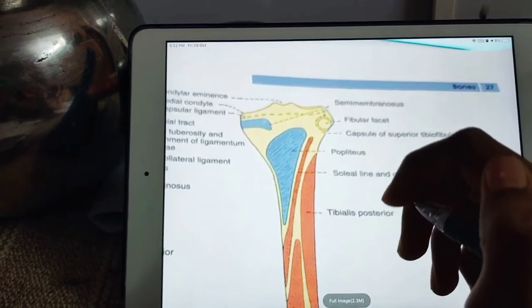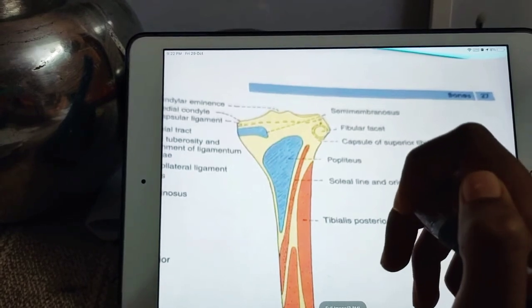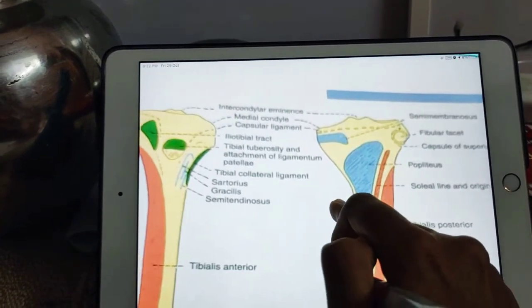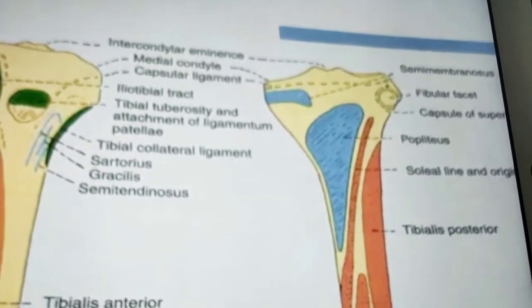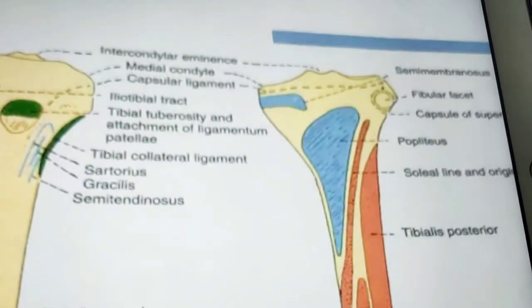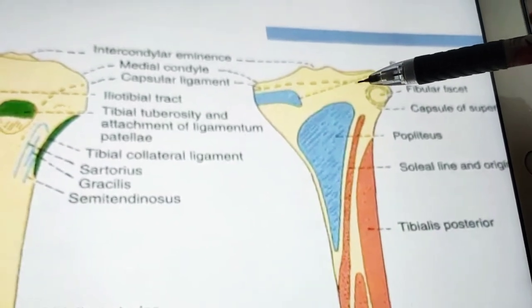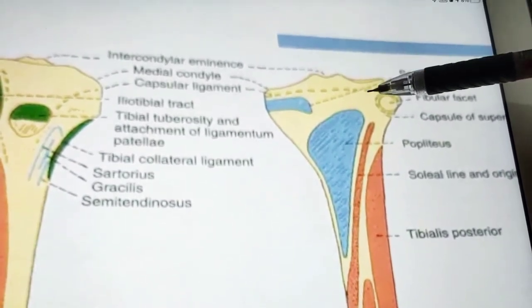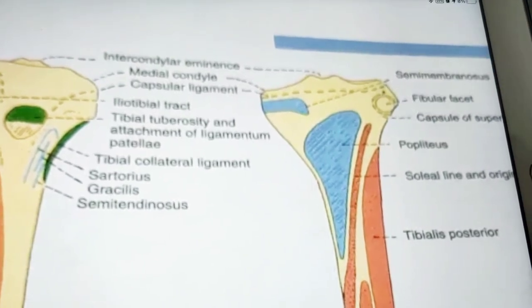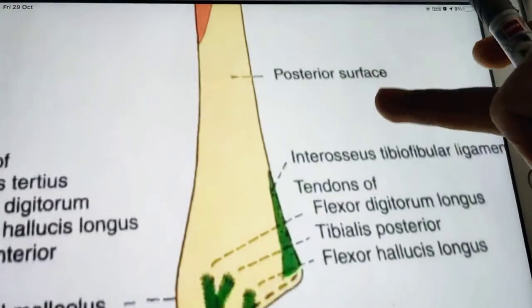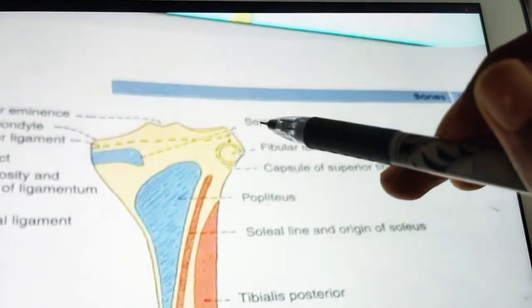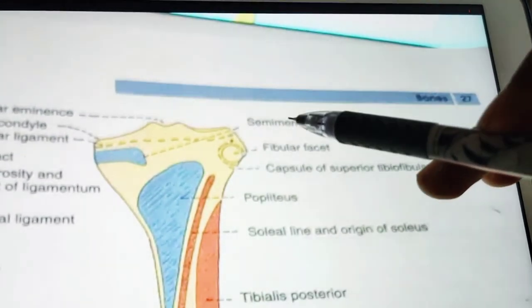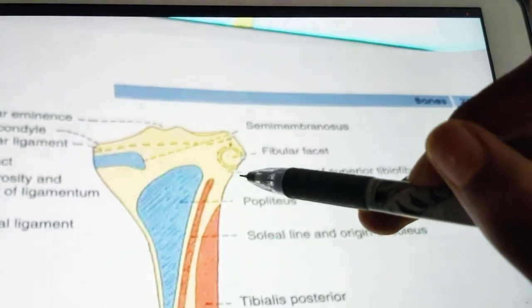Okay, and also there is origin of extensor digitorum longus. In this diagram it is not shown, but remember the origin of extensor digitorum is here. So here will be the origin of extensor digitorum longus, and also peroneus longus, extending on the lateral condyle near the fibular facet. So this is the lateral side, because here there is no medial malleolus. So this is the lateral side near the fibular facet. There is origin of extensor digitorum longus and also peroneus longus, extending on the lateral condyle near the fibular facet. This is the fibular facet.